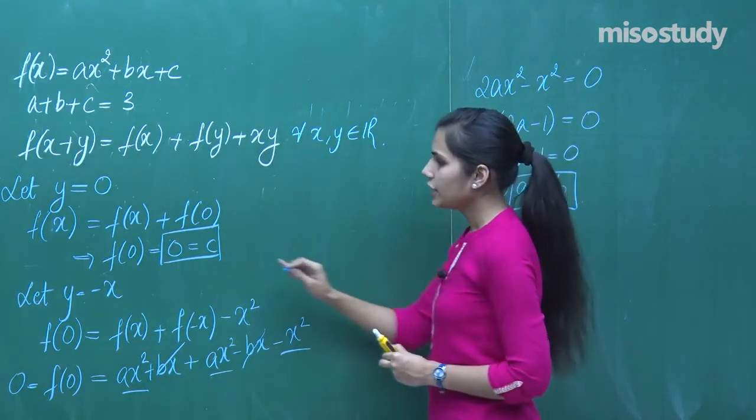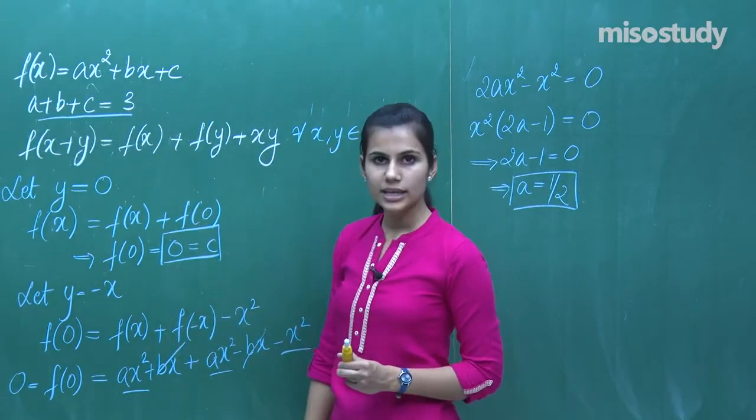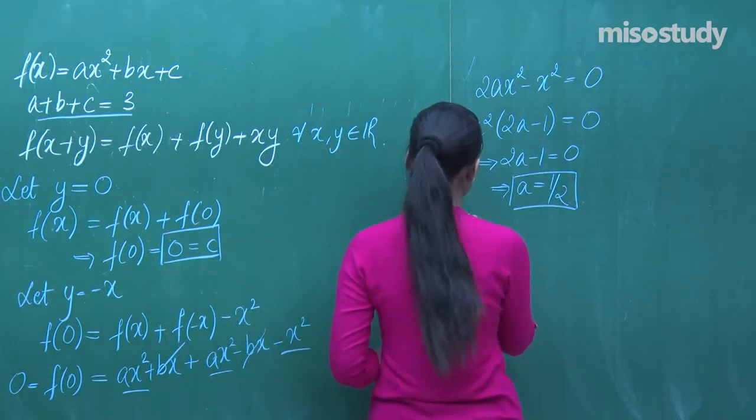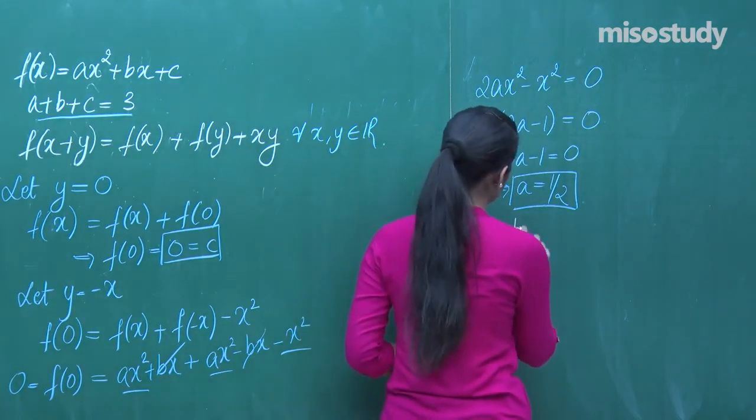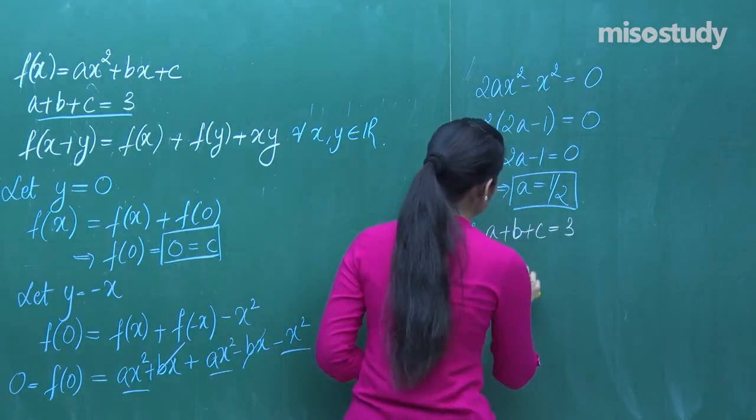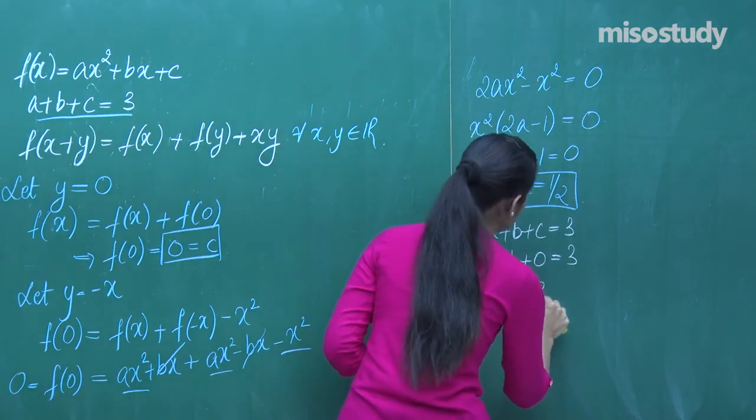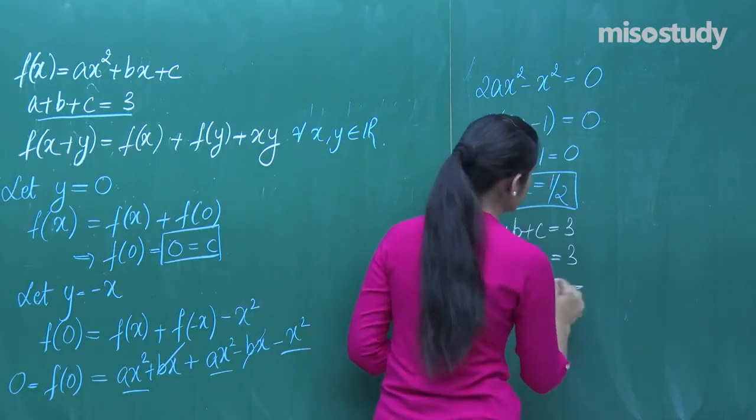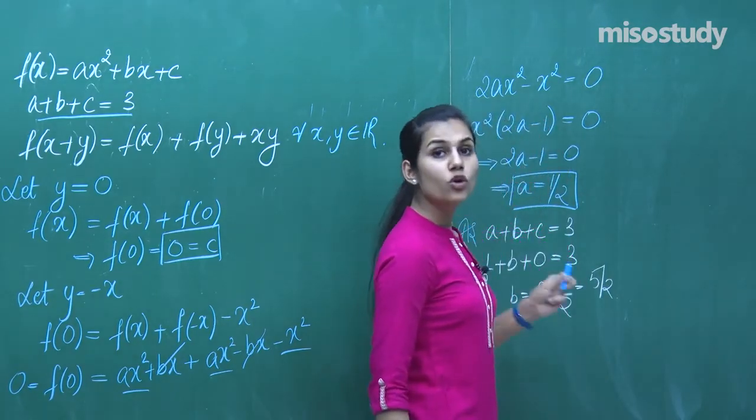Now you know a, you know c, you need to compute b. So let's use this relation. A plus b plus c is 3. So 1 by 2 plus b plus 0 is 3, which implies b is 3 minus 1 by 2, which is 6 minus 1, 5 by 2. You know a, you know b, you know c.